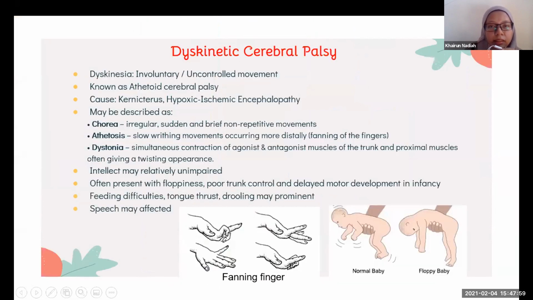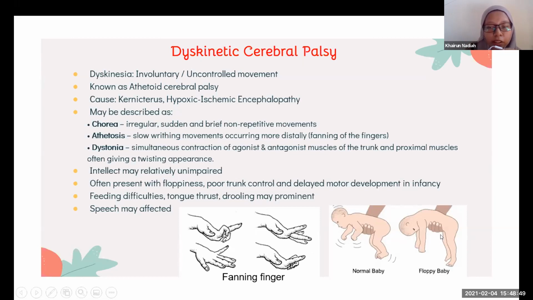Next, this is less common, but I will mention it also. Dyskinesia is involuntary or uncontrolled movement. It is also known as athetoid cerebral palsy, and it may be described as chorea, irregular, sudden, and brief non-repetitive movement. Athetosis is the slow rhythmic movement occurring more distally, like the fanning of the fingers. Then there is the twisting like this, and also the dystonia. It is the simultaneous contraction of agonist and antagonist muscles of the trunk and proximal limbs, often giving a twisted appearance.